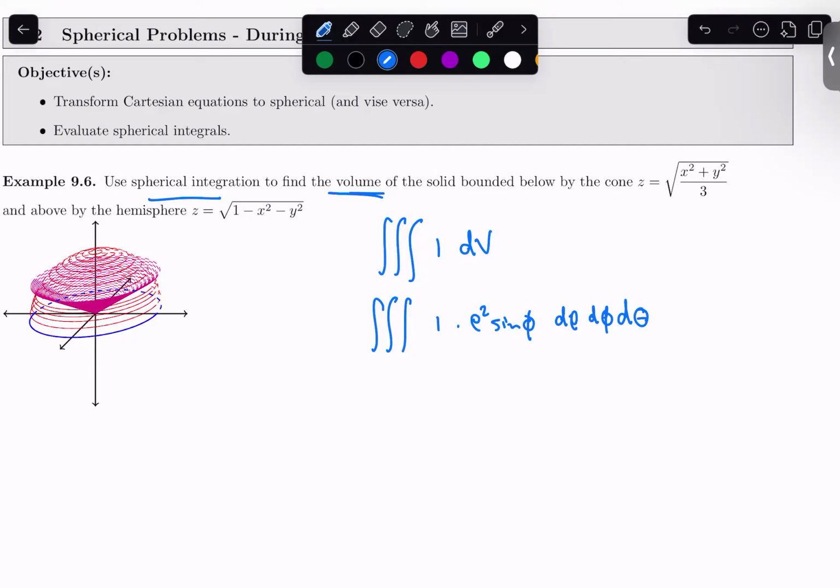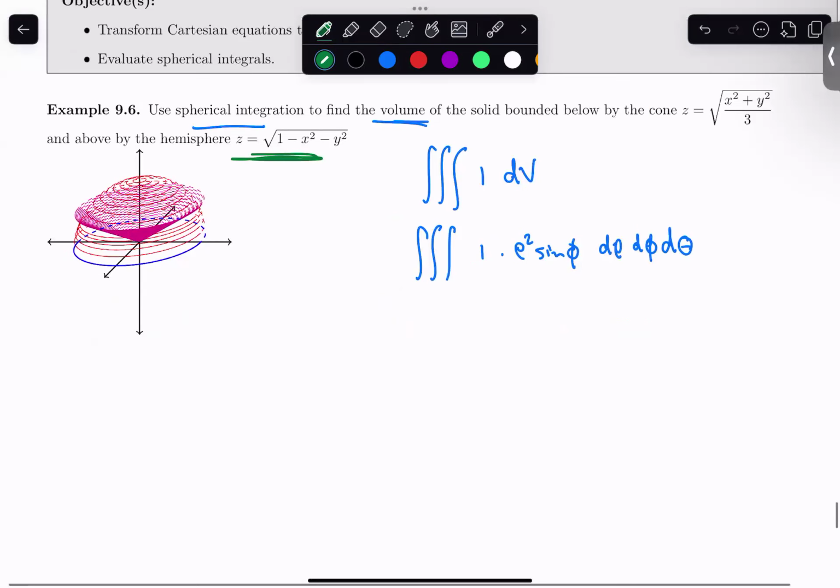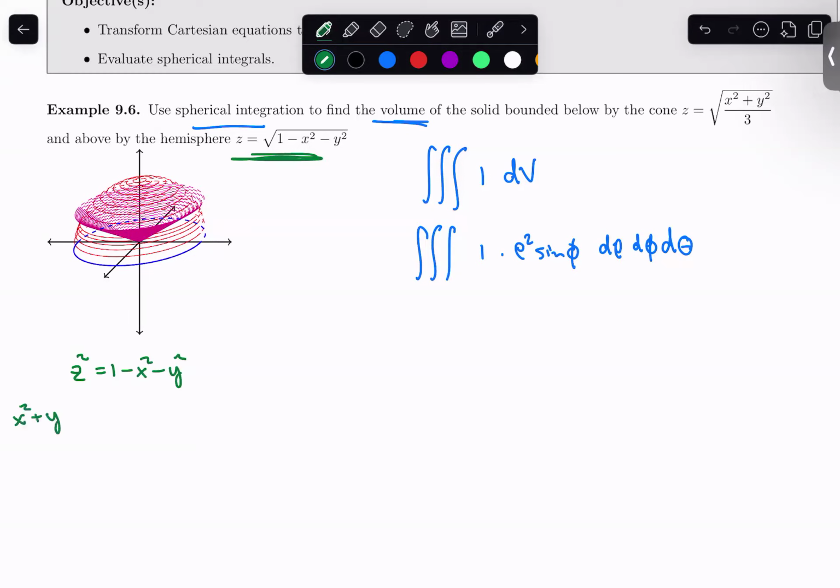The next bit is that we need to figure out the bounds. And so I think it's going to be useful to take these equations here and to put them into spherical, obviously, because we're supposed to be integrating with spherical. So let me go ahead and maybe take this one, for instance. And if I maybe square both sides and rearrange, we get that this is a sphere of radius 1. Right? According to our formula sheet, x squared plus y squared plus z squared is supposed to be equal to rho squared.